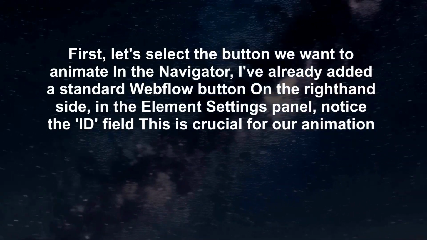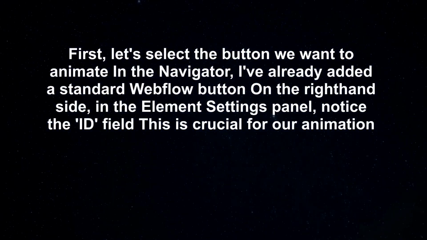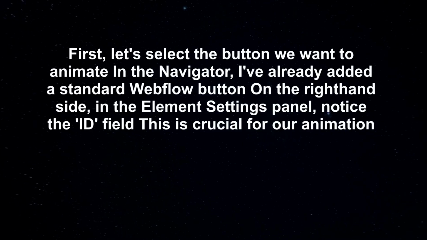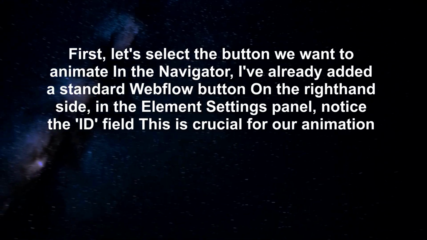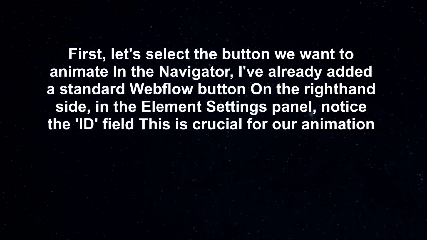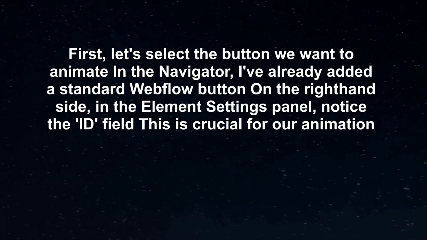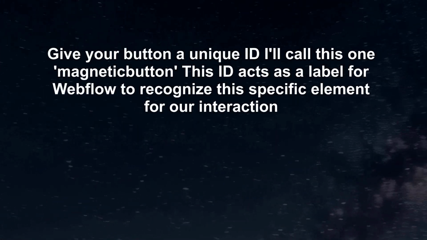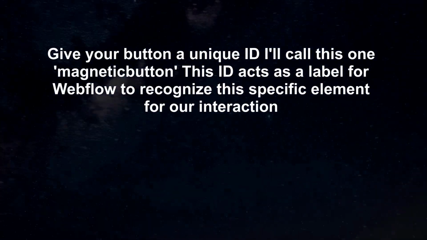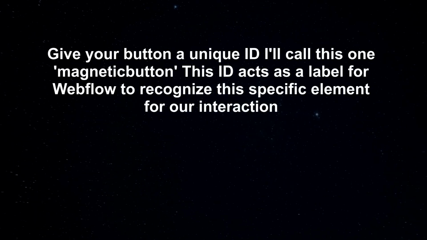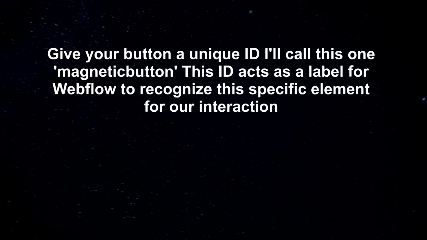First, let's select the button we want to animate in the navigator. I've already added a standard Webflow button on the right-hand side. In the Element Settings panel, notice the ID field. This is crucial for our animation. Give your button a unique ID. I'll call this one Magnetic Bit. This ID acts as a label for Webflow to recognize this specific element for our interaction.